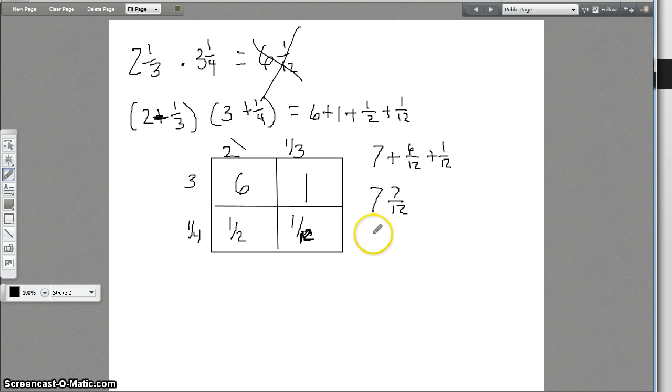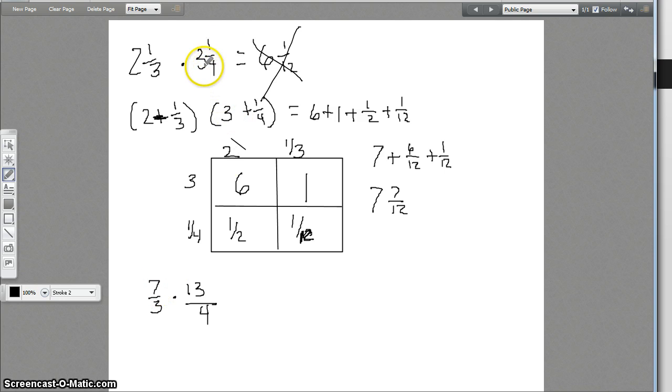The other way that we can work this is to convert each of these mixed numbers into an improper fraction. 2 and 1/3 is actually 7/3. 3 and 1/4 is actually 13/4. If you don't remember how to convert mixed numbers to improper fractions, you take your whole number, you multiply it by the denominator, 2 times 3 is 6, and then you add the numerator. So 6 plus 1 is 7. That's how I got 7/3.